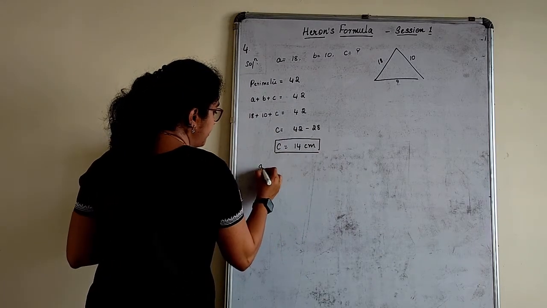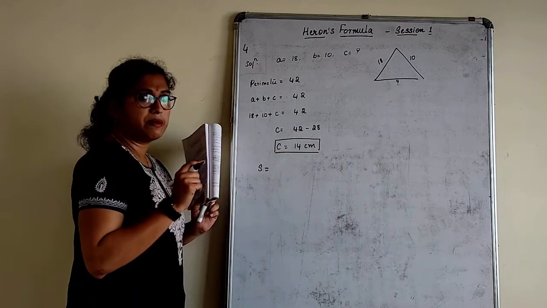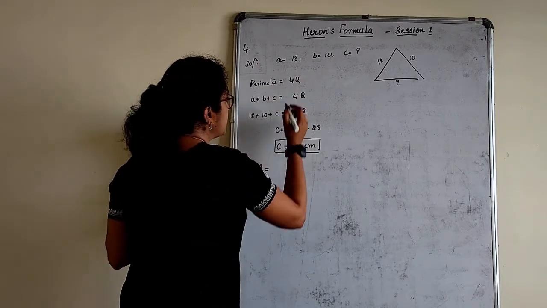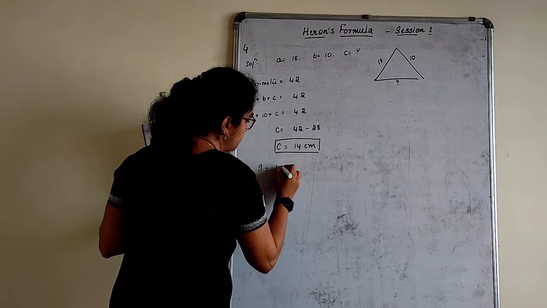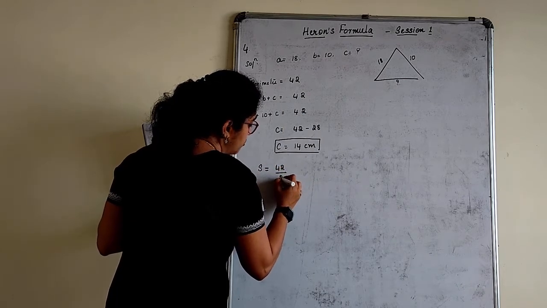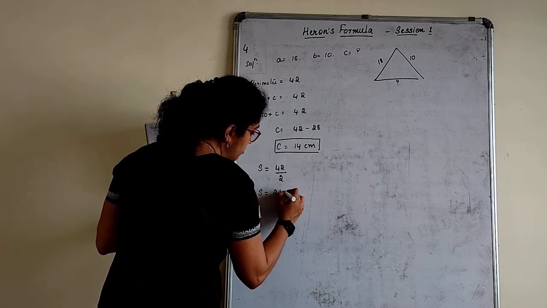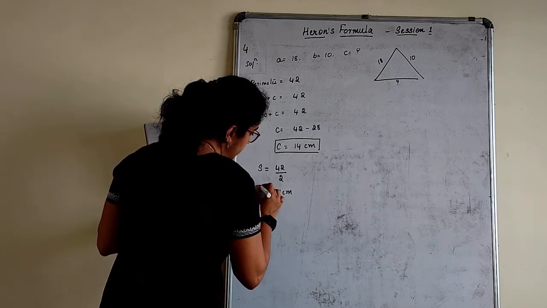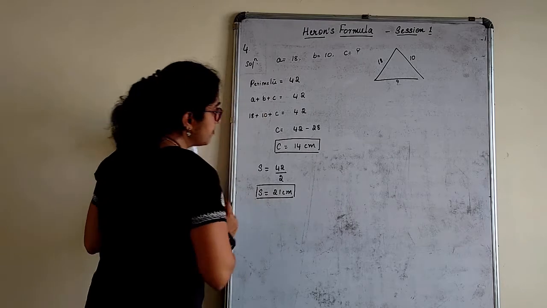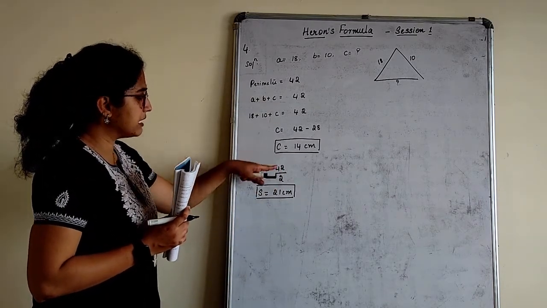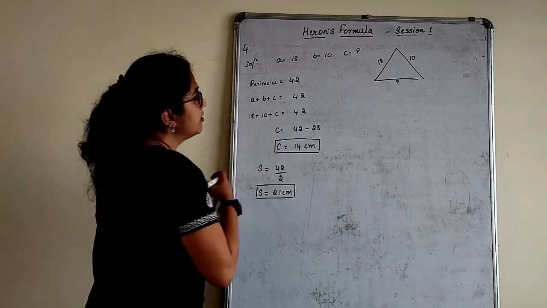Now S we have to find. Don't start again A plus B plus C by 2. Directly we can say, we know perimeter. A plus B plus C is nothing but 42, divided by 2. Direct answer we get. S is equal to 21 centimeter. Right? See, what is this 42? A plus B plus C. Directly I have it. Find area.